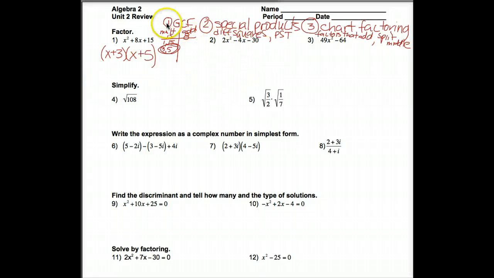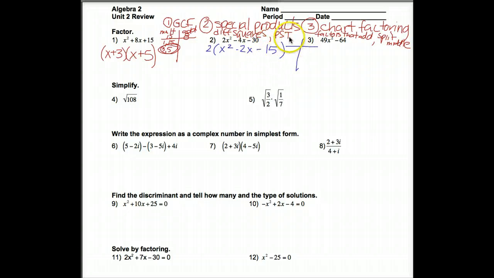Number 2, again, always go through the order of operations. First I look for a GCF. All 3 of these terms have a common factor of 2, so I take that out first. That leaves me with x squared minus 2x minus 15. Then I need to look at what's left after I've taken the 2 out and see if it factors further. Not a difference of squares because it's not a binomial. Not a PST because 15 doesn't have a perfect square root. So again, I'm going with chart factoring. This one again is factors that add.